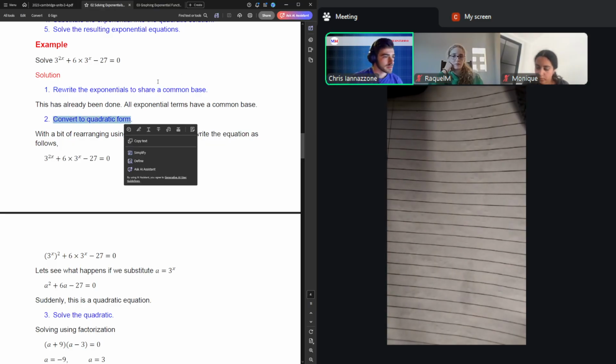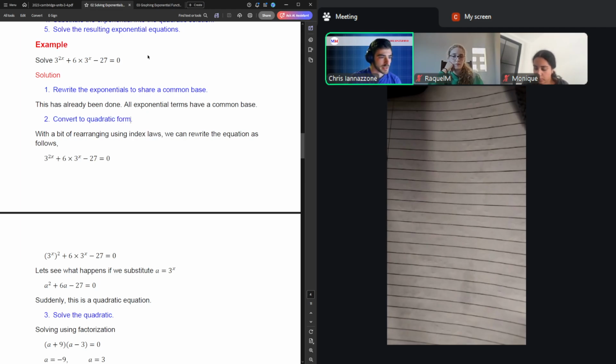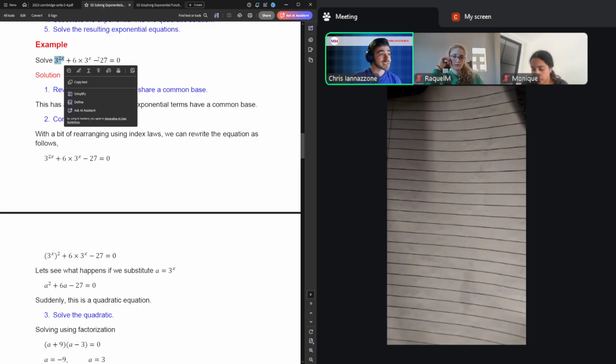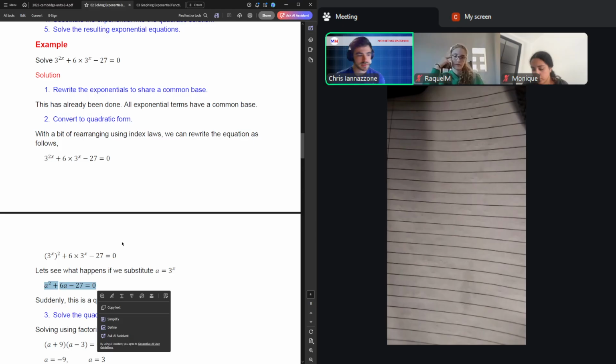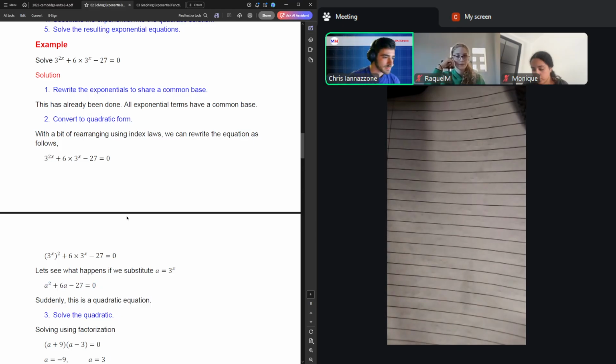This is where things differ. We want to try and rewrite this in a way where it looks like a quadratic. So the way to essentially do that is to identify some sort of substitution where you end up with something that looks like a quadratic, a squared plus 6a minus 27.